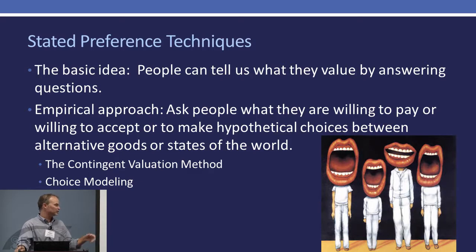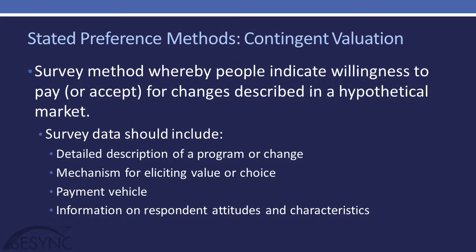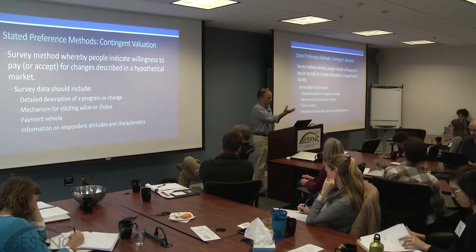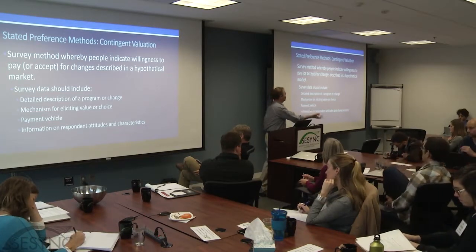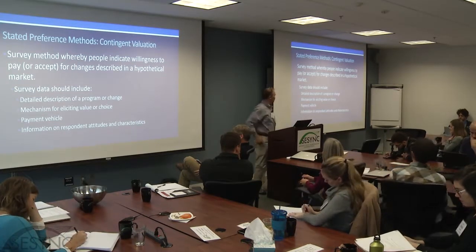We could also put some versions of choice modeling in here, but I won't talk about those today. Contingent valuation method is a survey method. We're going to ask people to tell us what they're willing to pay or willing to accept for changes described in a hypothetical market. We want to get people to participate, at least mentally, in a transaction. Hey, would you buy this good? Or how much are you willing to pay for this particular good?